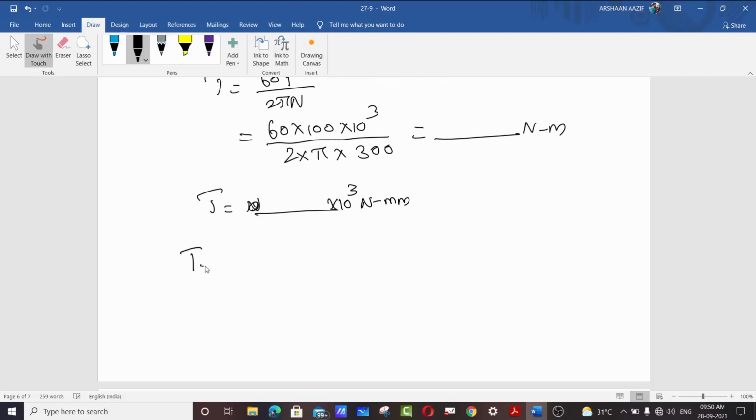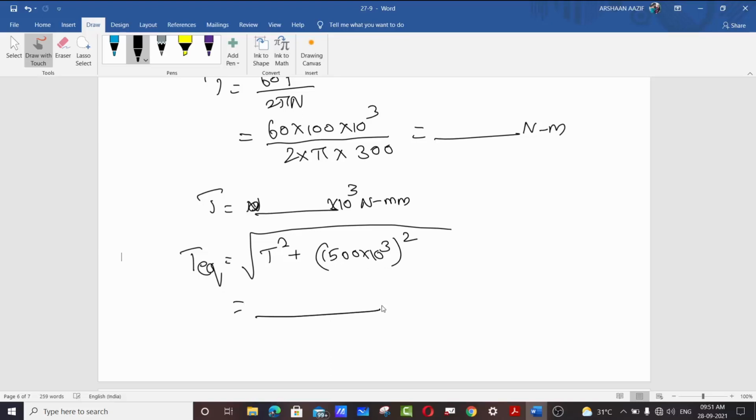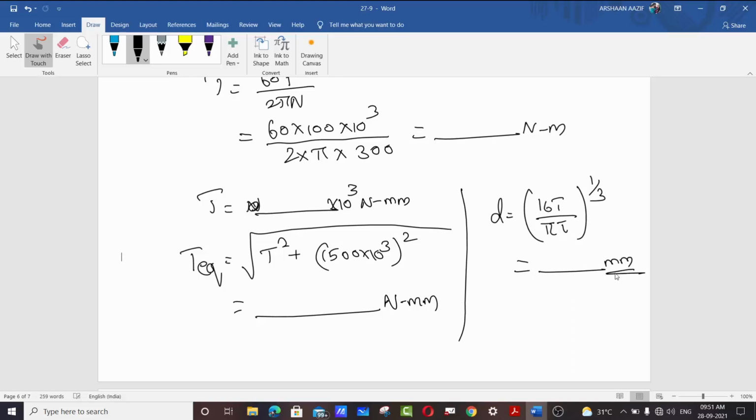Now the equivalent torque is equal to root of this value of T square plus 1500 into 10 to the power 3, because we have 1500 in terms of Newton meter. So 1500 Newton meter is converted into 1500 into 10 power 3 Newton mm the whole square, which will be in terms of Newton mm. Now substituting this value in the formula, d is equal to 16T by pi tau the whole power 1 by 3, we will find the value of d in terms of mm. So that will be the diameter of the shaft that is required to withstand this particular load without failure.